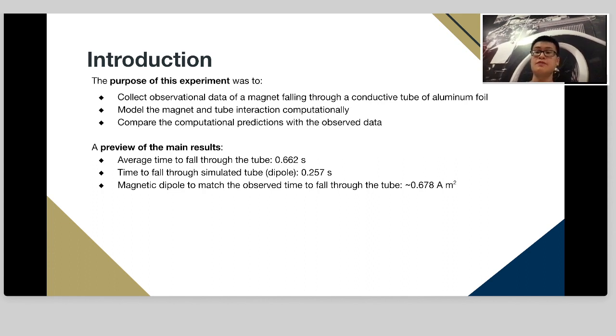And for a preview of the main results, the average time for the magnet to fall through the tube was found to be 0.662 seconds, while the time to fall through the simulated tube at a reasonable time was 0.25 seconds. The approximated magnetic dipole that matched the observed time to fall through the tube was 0.678 ampere meters squared.